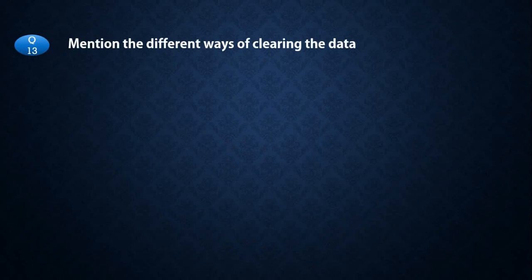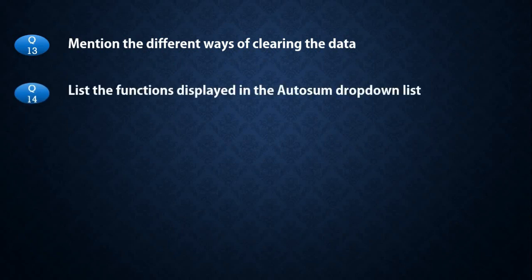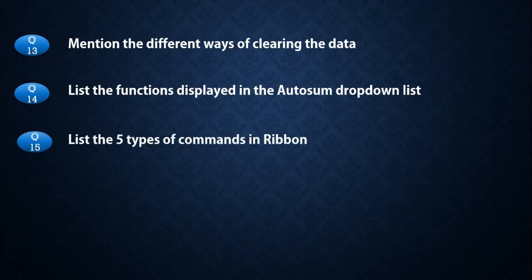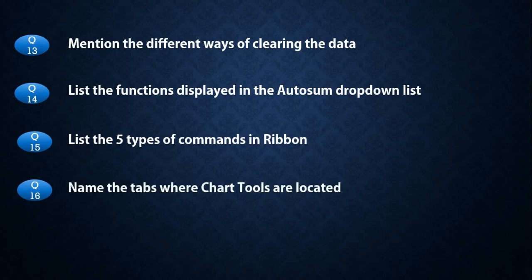So next one, mention the different ways of clearing the data. List the functions displayed in the AutoSum drop-down list. List the 5 types of commands in ribbon. Name the tabs where chart tools are located.